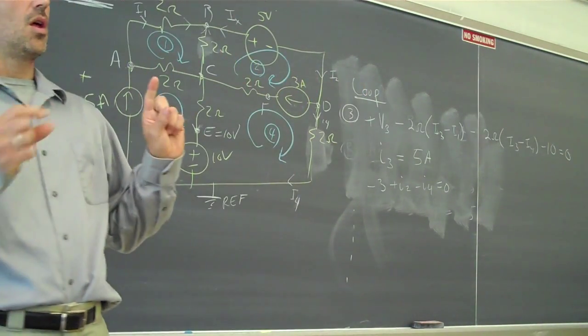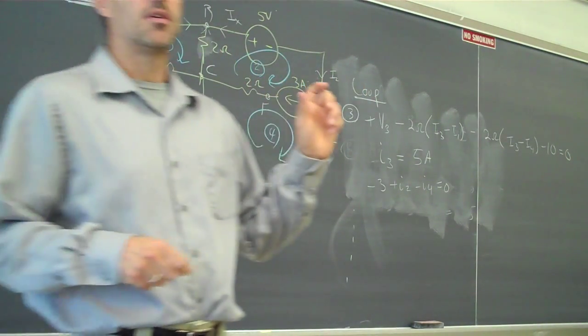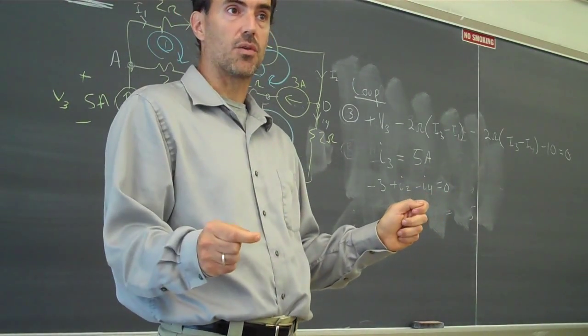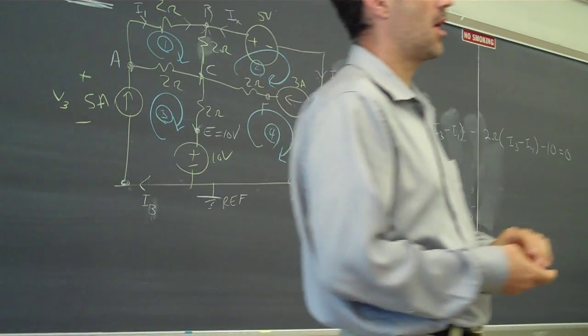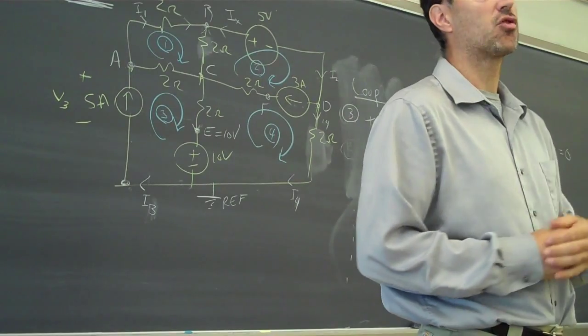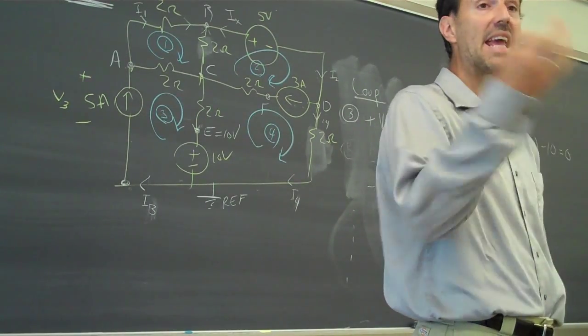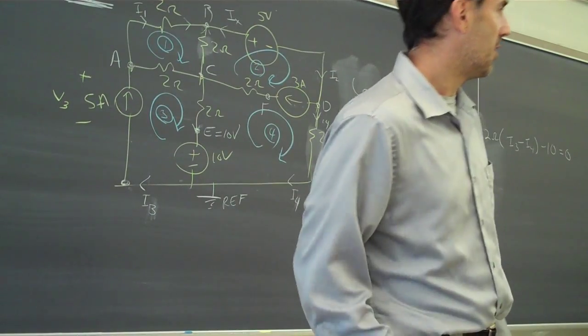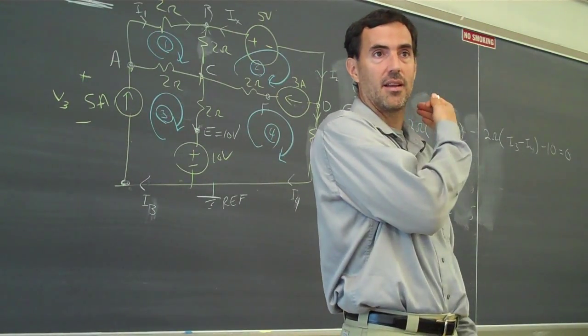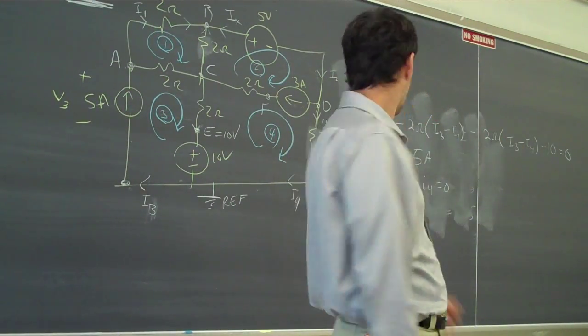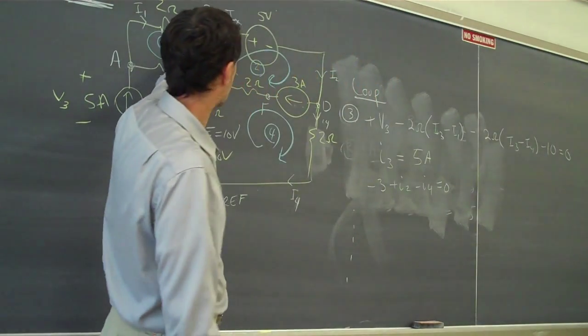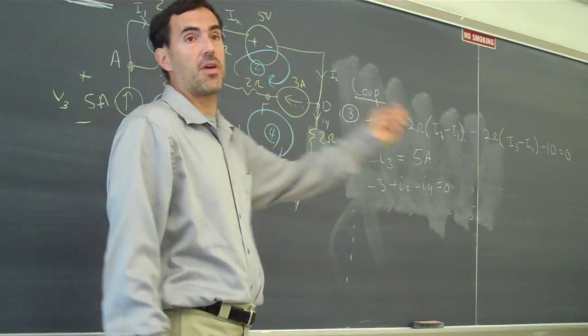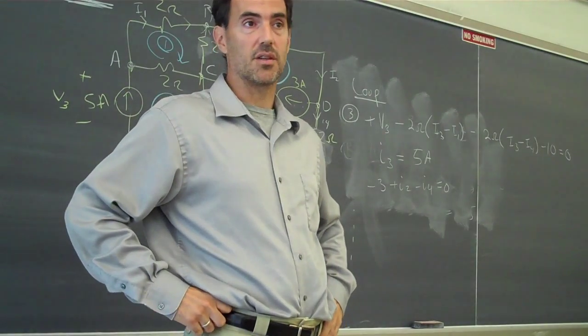So with circuits that have voltage sources and current sources, you could have trouble with both loop analysis and nodal analysis. The trouble is very similar, as I've tried to show today. The nature of the trouble is that you have to introduce an extra unknown, and with that unknown you have to write an extra equation.